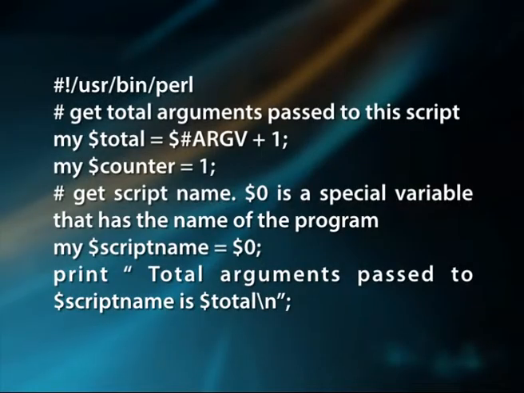The following program illustrates the use of @ARGV to use command line arguments in a script. #!/usr/bin/perl. Get total arguments passed to this script. my $total = $#ARGV + 1; my $counter = 1. Get script name. $0 is a special variable that has the name of the program. my $scriptname = $0. Print "Total arguments passed to $scriptname is $total\n".